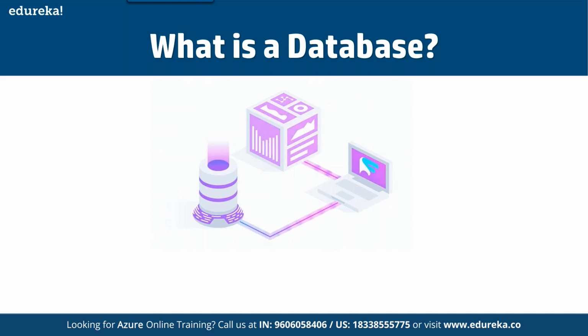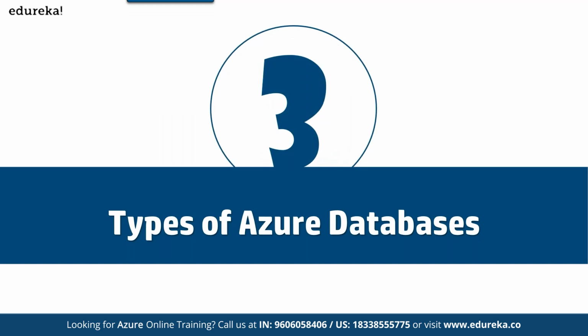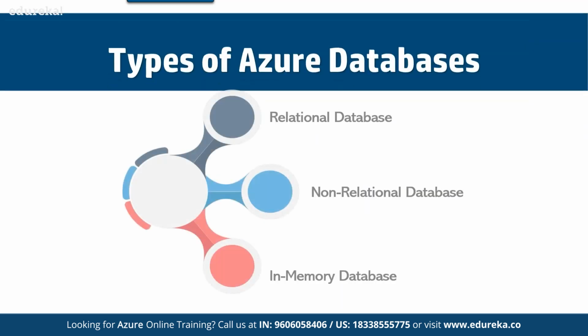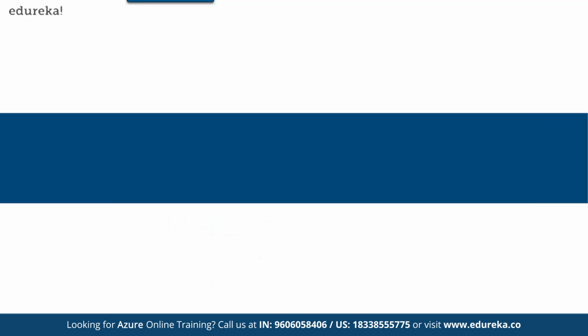A database can be more complex if you have so many logics involved, like the concepts of primary key and foreign key. Along with that, the database size is huge, so it can be much more complicated. What are the different types of Azure database? There are 3 types of Azure database: relational, non-relational, and in-memory database.